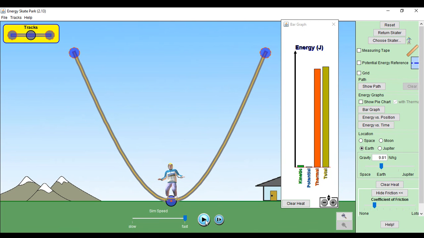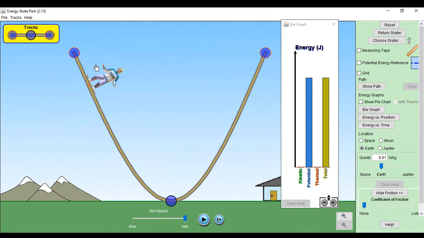So this is just a simulation of how energy transfers occur. That's the real world. For purposes of our class, we're not going to talk about friction. We're just going to talk about how potential and kinetic energy transfer back and forth between each other.